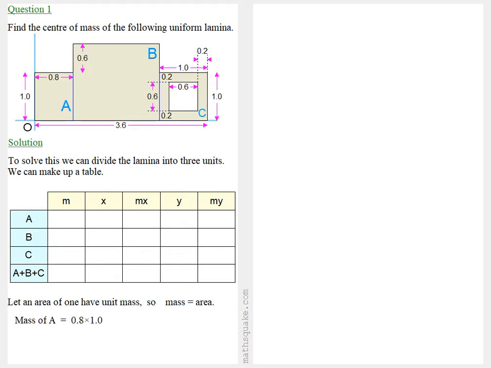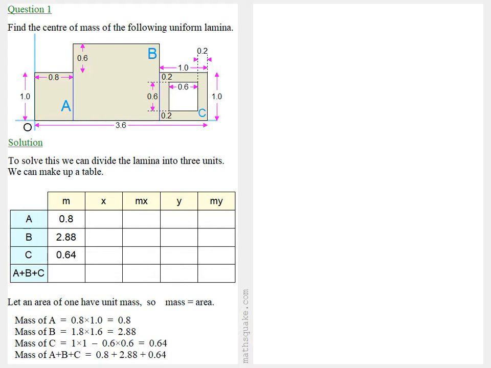The area of A is 0.8 times 1.0, so A has a mass of 0.8. The area of B is 1.8 times 1.6, so B has a mass of 2.88. Now the area of C is a square with a smaller square cut out from the centre, so the area of C is 1 times 1 minus 0.6 times 0.6, which means its mass is 0.64. And finally, the mass of A plus B plus C together is 0.8 plus 2.88 plus 0.64, which is equal to 4.32.